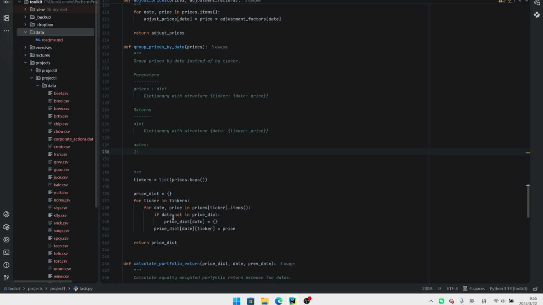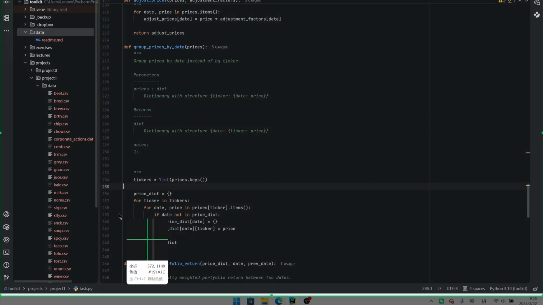So if date not in price dictionary, the price dictionary date is the date, but the price dictionary is a blank dictionary, so there's something wrong here. So first we need to ask GPT what that means.